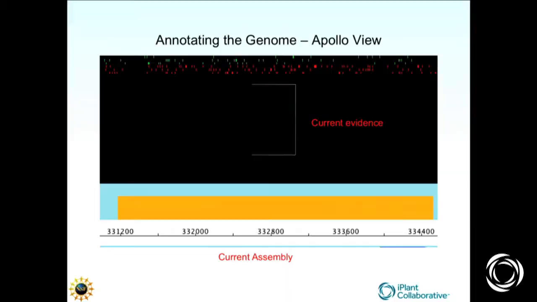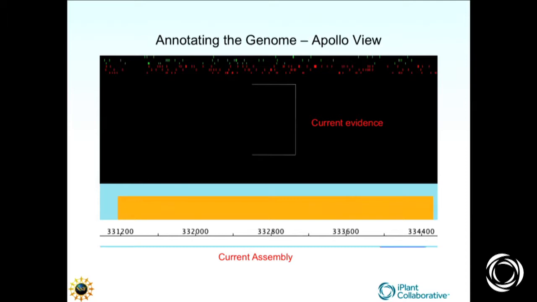So this just goes through some of the concepts of what Maker is doing. This is using Apollo, which is a visualizer for gene annotations, and it's actually a very useful tool downstream once you're ready to evaluate annotations and do manual curation.